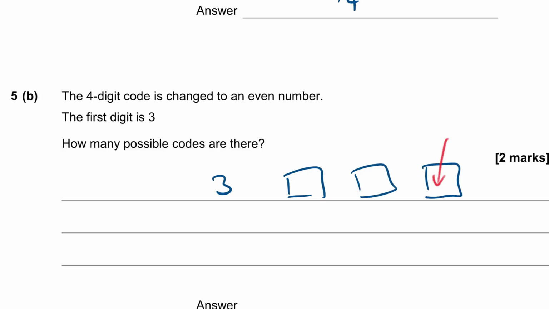This one has to be an even number, so you've only got the choices of 0, 2, 4, 6 and 8 for this one. That's 1, 2, 3, 4, 5 choices. We know what the first number is. Now for the other two digits we have 10 choices. We've got the numbers from 0 to 9. There's no other restrictions on those, so that's going to be 10 for the second number and 10 for the third number, giving me a total number of possibilities of 5 times 10 times 10, which is 500. So my answer is 500.